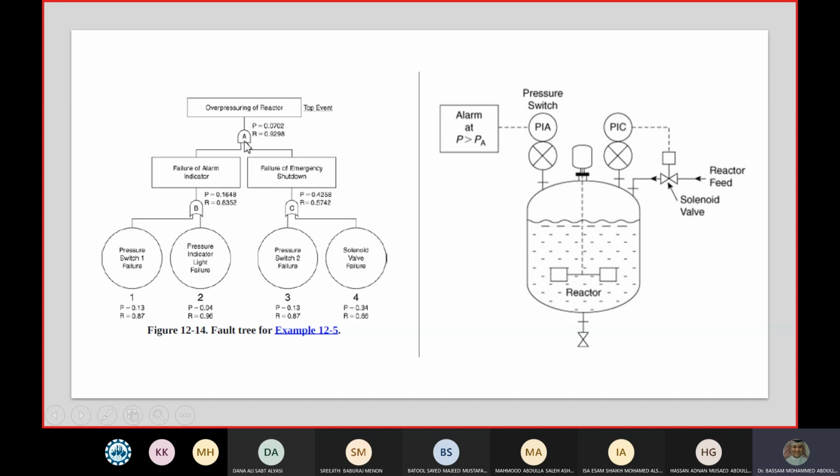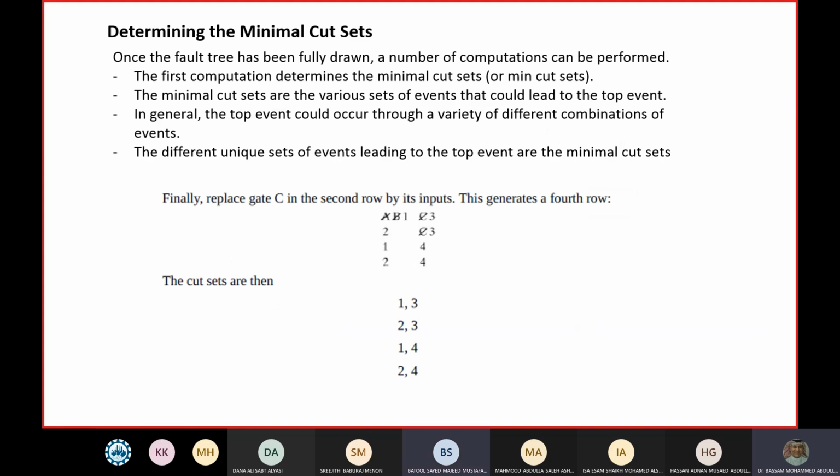Now I have here an AND gate. In the AND gate, it's easier to multiply the probabilities rather than the reliability. So I multiply 0.1648 with 0.4258 to get 0.0702, and then I will find the reliability, which is 1 minus 0.0702. The reliability of the system is over 90%, which is good enough for us. So that is the reliability of the system. I think this is clear.